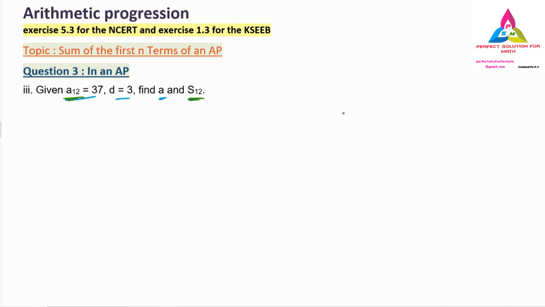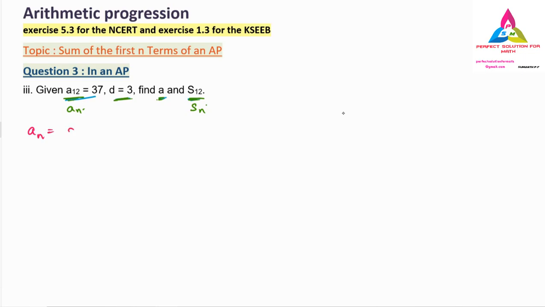Means this A12 can be considered as AN, and this one we can consider SN. Both of them mean this is the last term, this is the sum of that many terms. So next one they have given is D value is 3. So how to find the A value? Whenever a question like this comes directly, if they have asked to find the S12 and only one term is missing, then it is okay, but here the A value is missing, so we can't go directly for the SN formula. So we have to go for the AN formula first, then we have to find the A, then we have to find the S12. So we will move on to the formula.